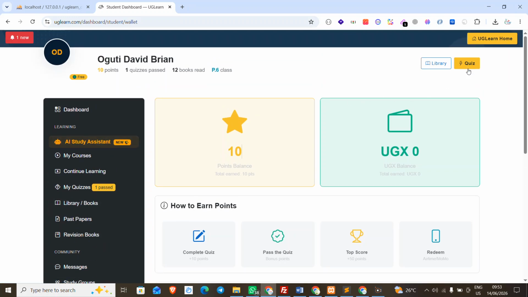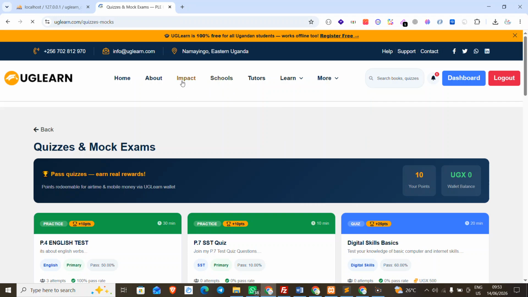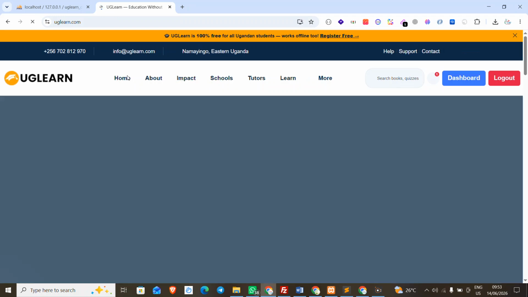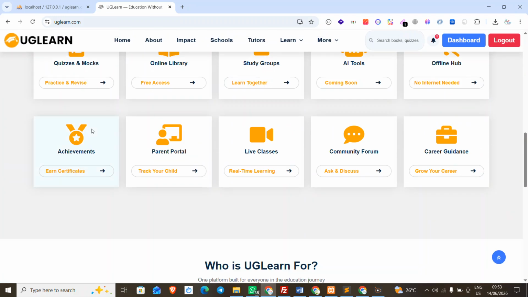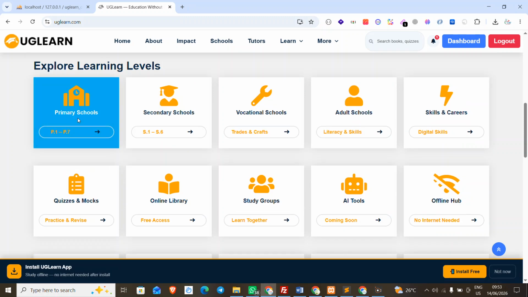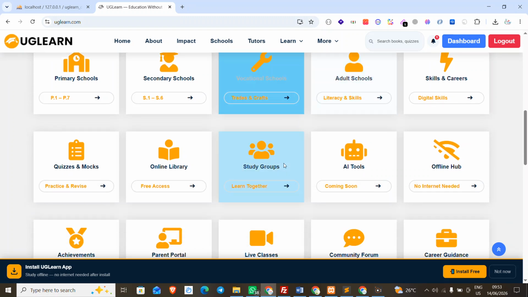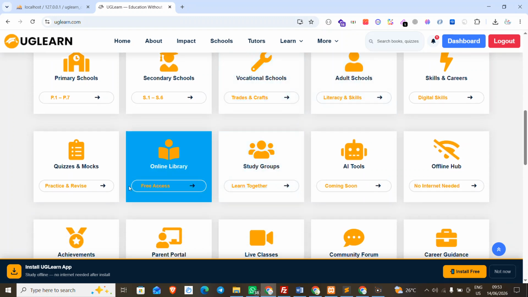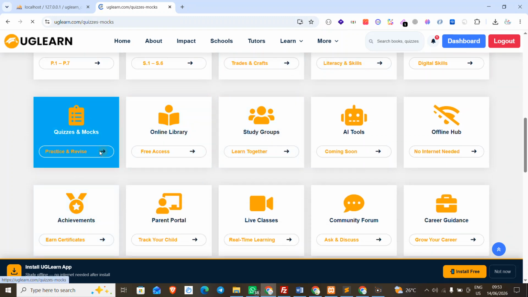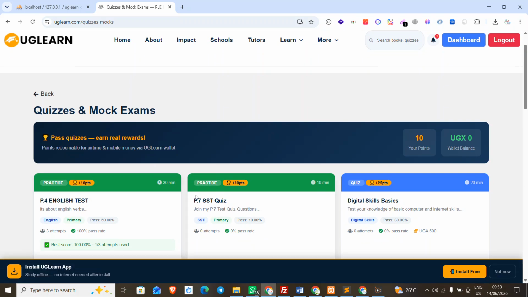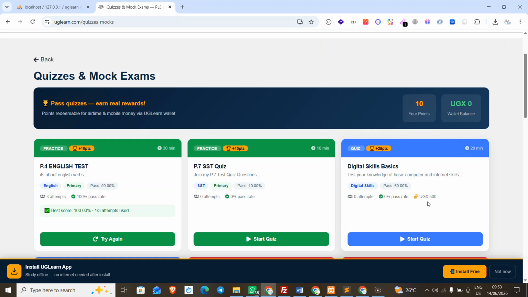Let me go back to the quiz again. Where do I get the quiz? When I'm here in the dashboard, I just go to where there's a quiz. This is school, so I registered as a primary student. On that account, I go to quiz. When I go to quiz, there are several quizzes like the past P7 quiz. There's a digital skills quiz, which I've not yet done, and for that one they're saying I get 500 shillings.